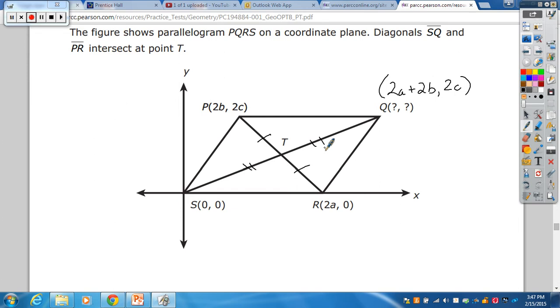Here's what I want you to know. If we can determine the midpoint of this segment to be point T, its ordered pair, and if we can determine the midpoint of SQ, whatever ordered pair it is, and they have the same midpoints, what do we know about the two segments? They must cross at that point, thus proving that the diagonals bisect each other. So I'm going to use the midpoint formula, which should be something you've memorized already. Here it is: x sub 2 plus x sub 1, the average of the x's over 2, and y sub 2 plus y sub 1 over 2.